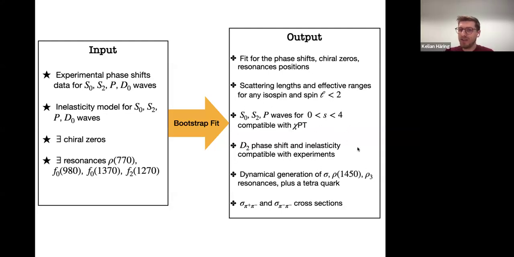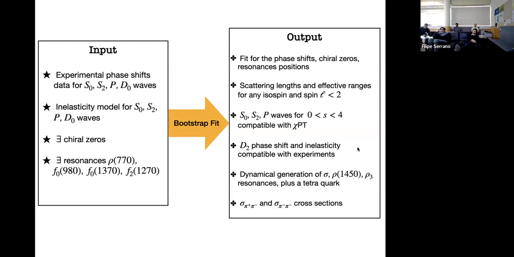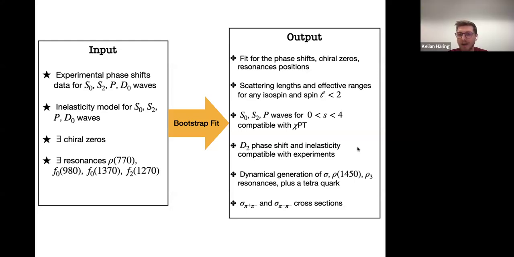Then we match the D2 phase shift and elasticity, which is compatible with experiment. And we dynamically generate a few resonances, the sigma, the rho, the rho3, plus a third quark, at the correct position. And finally, we can compare with the cross section. And again, here the match is really interesting.